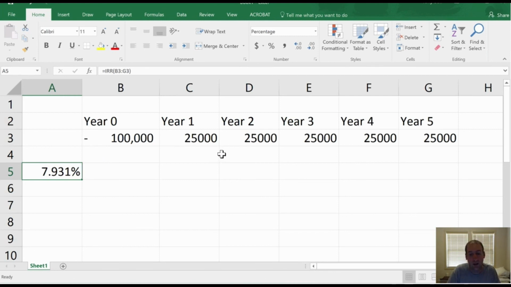So hope this was helpful for you in understanding internal rate of return.